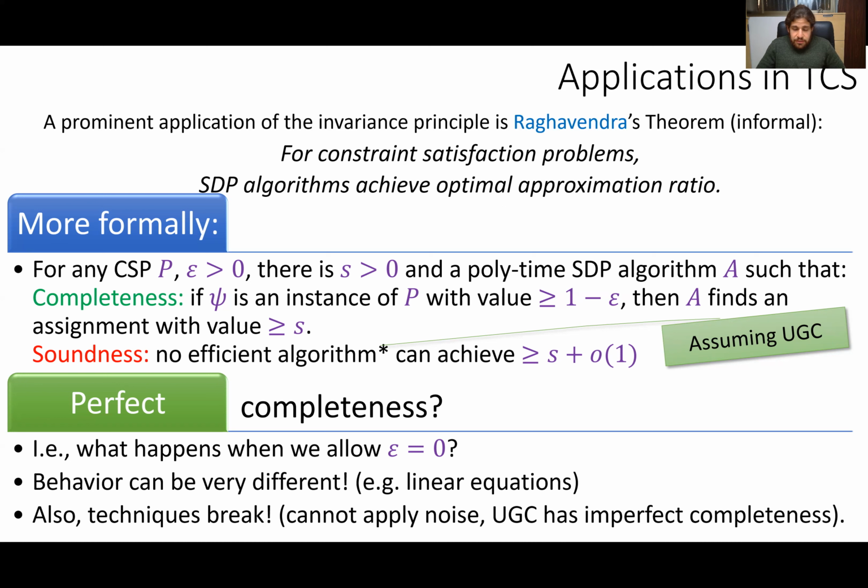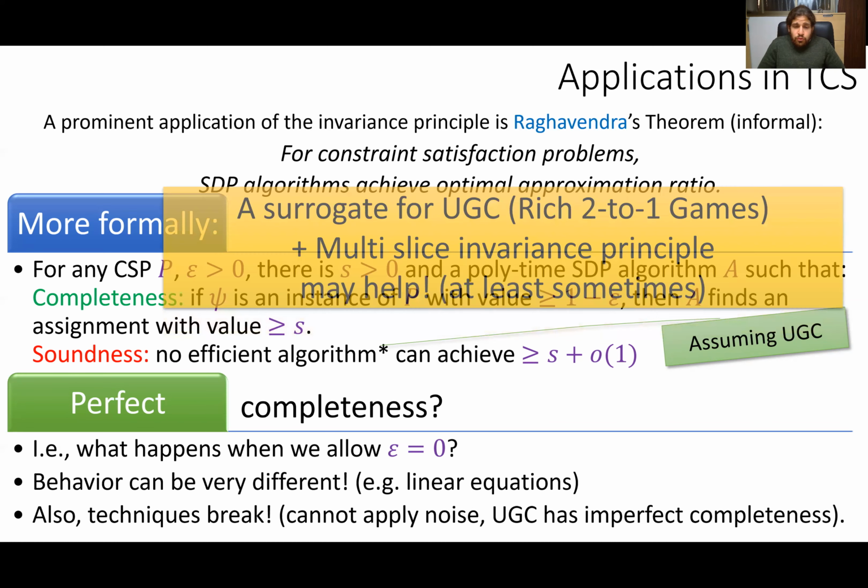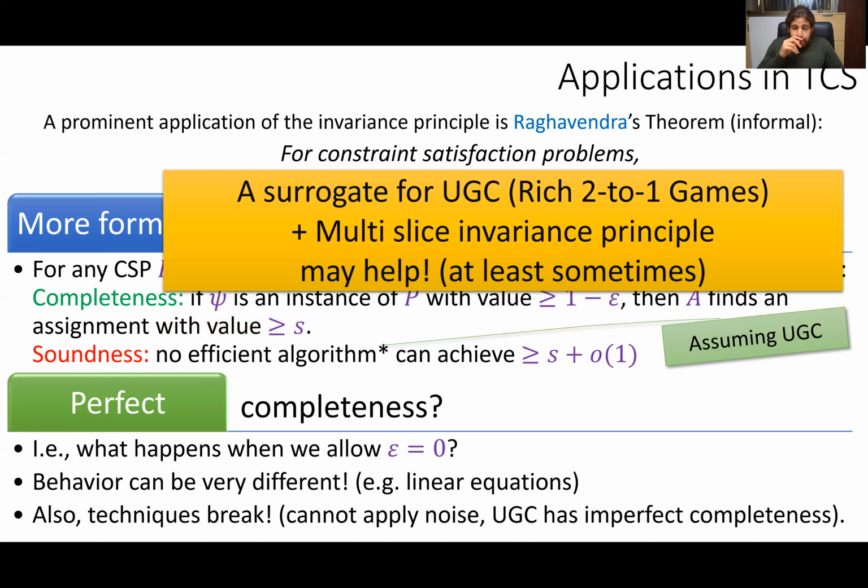So Braverman applies some noise in various places, which immediately gives up this perfect completeness. Also, to begin with, UGC has imperfect completeness. So yeah, this is even a non-starter. So the question is, what do you do for perfect completeness? How do you prove hardness results? So what we show in the paper is that once you replace UGC by a certain surrogate that has perfect completeness, which is called rich 2-to-1 games, then the invariance principle for multi-slices helps, or at least in some cases.